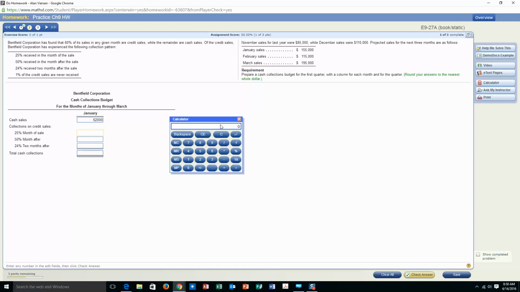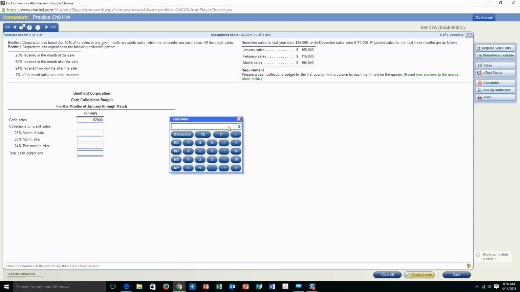We had $155,000 worth of sales, and we multiplied that by 40% because we had a total of 60% sales were on credit, so 40% had to be for cash. So that's our 62,000. The next thing is then how much of the credit sales do we collect?